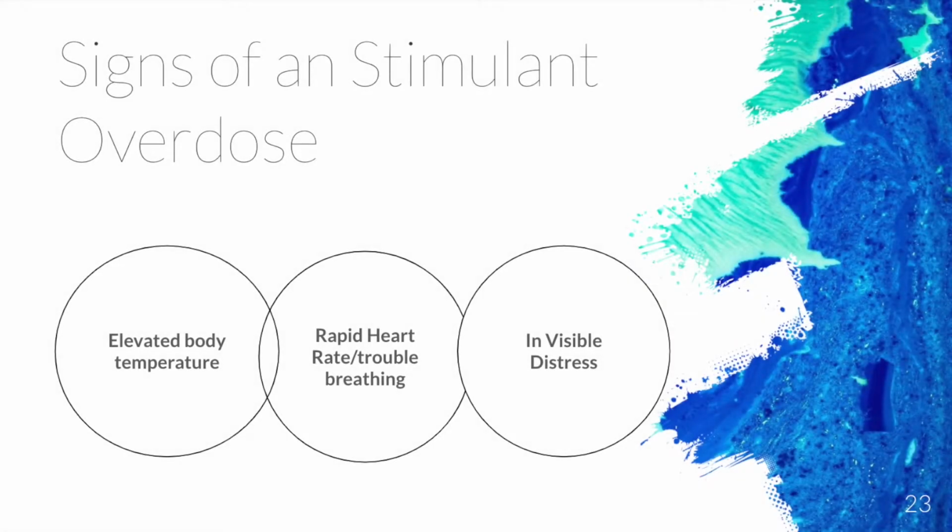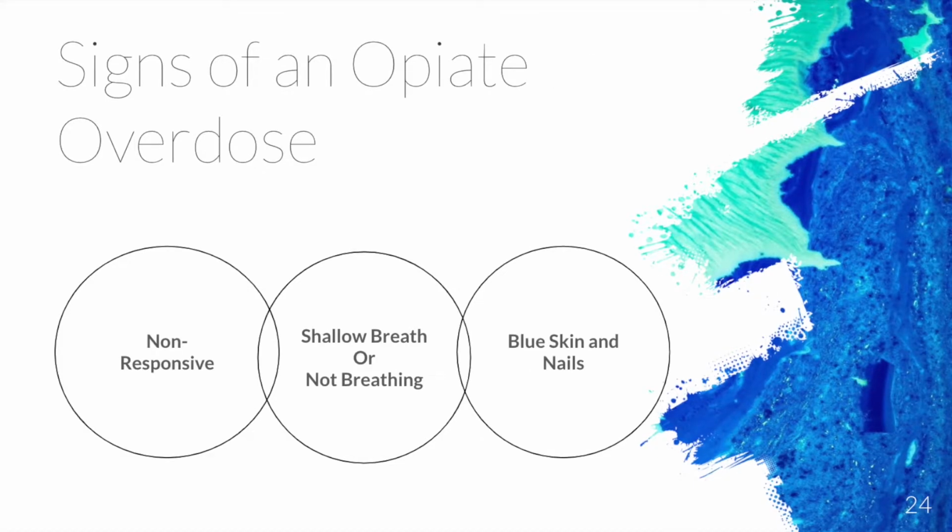Now we will go over some common signs of two different types of overdose. The first being stimulant overdose. Common signs of a stimulant overdose are elevated body temperature, rapid heart rate, trouble breathing, and they may be in visible distress.